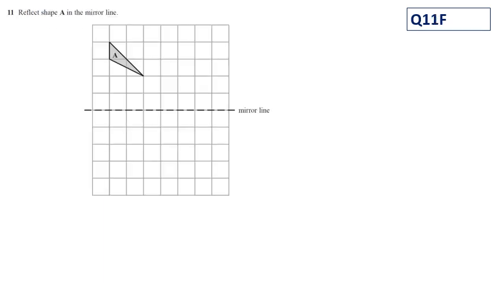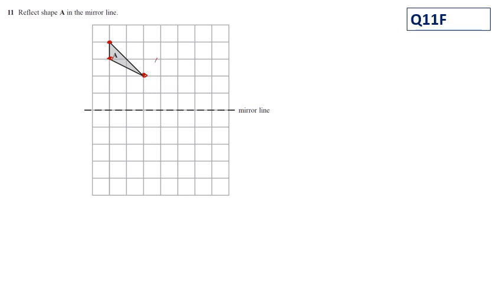Question 11, reflect shape A in the mirror line. So this question we can do with a tracing paper. We can do this just as easy without a tracing paper. So to do it without tracing paper, we need to first locate the three vertices on this triangle. So that is vertex 1, vertex 2, and vertex 3. And we need to draw these vertices at an equal distance on the opposite side of this mirror line.